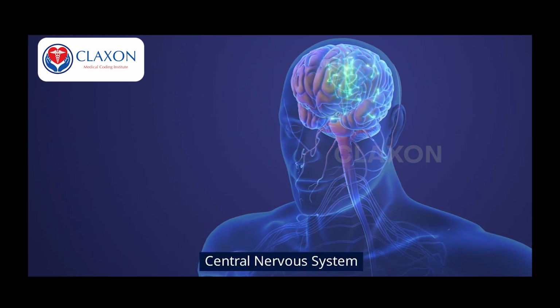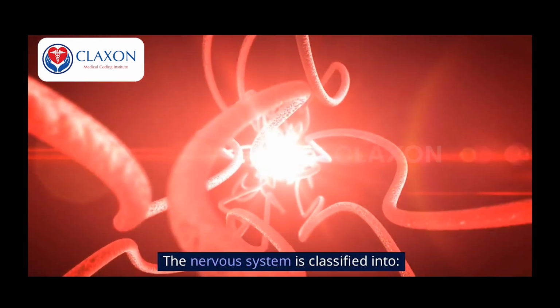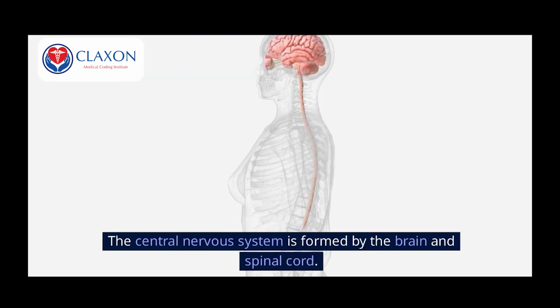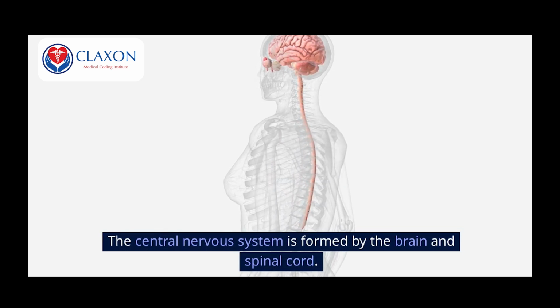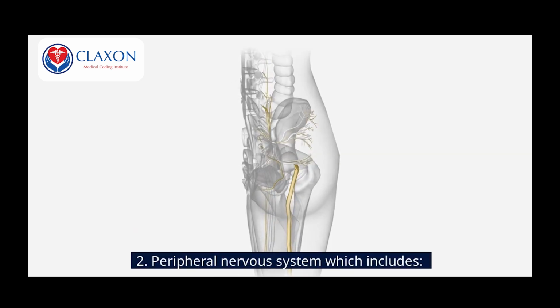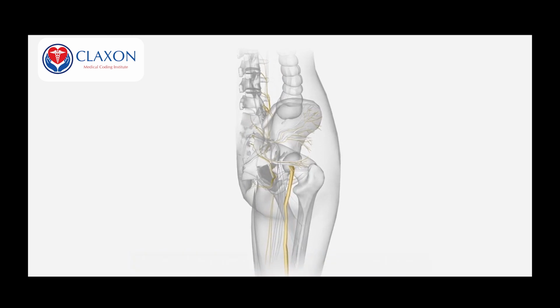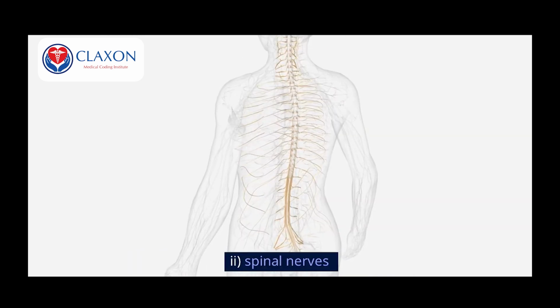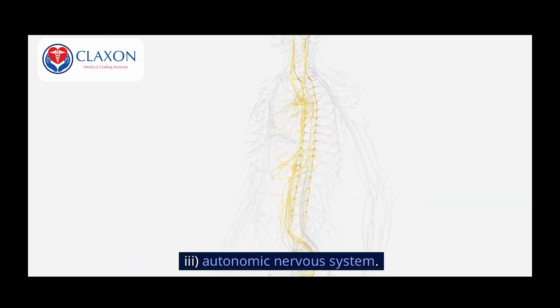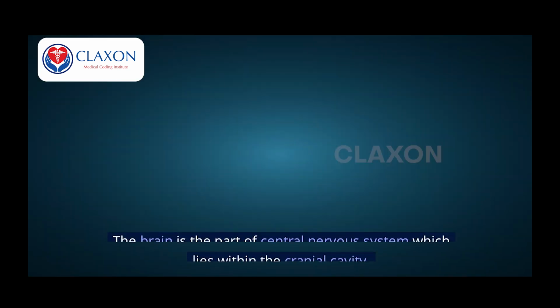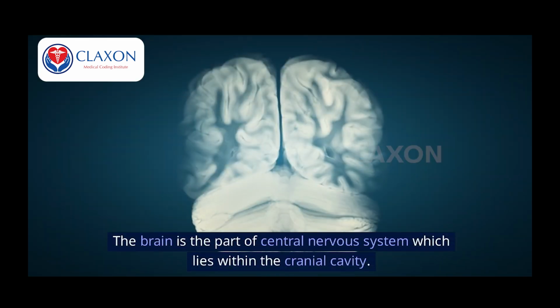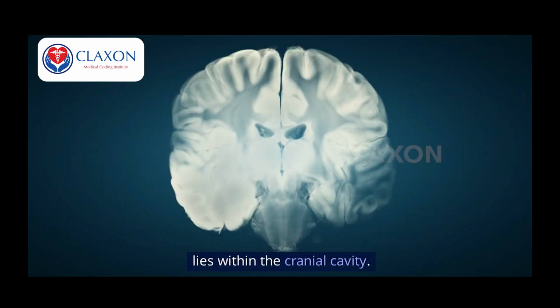Central nervous system. The nervous system is classified into: 1. The central nervous system, which is formed by the brain and spinal cord. 2. Peripheral nervous system, which includes: 1. Cranial nerves, 2. Spinal nerves, 3. Autonomic nervous system. The brain is the part of the central nervous system which lies within the cranial cavity.